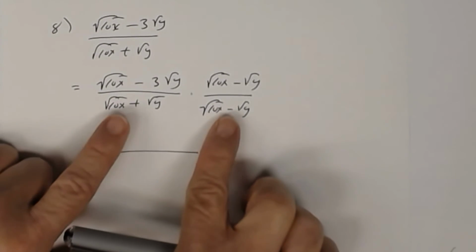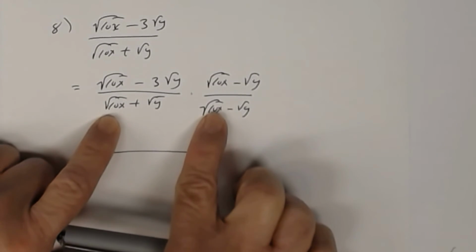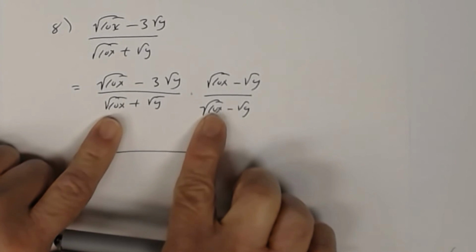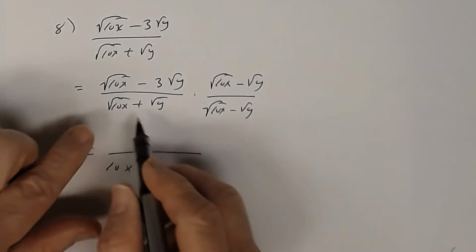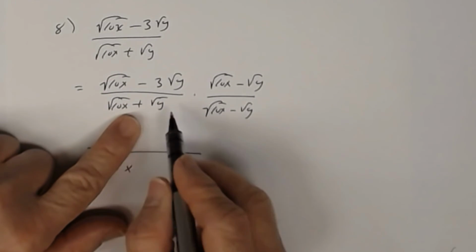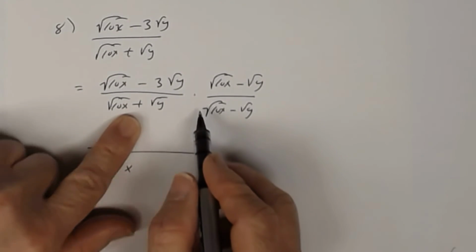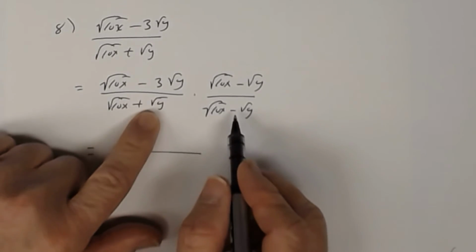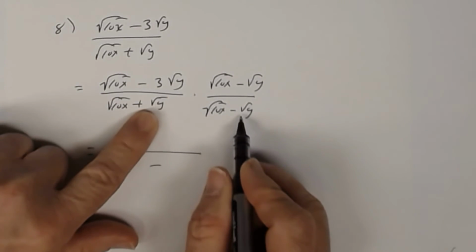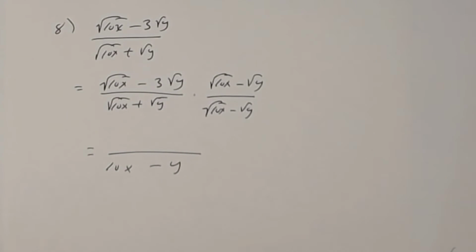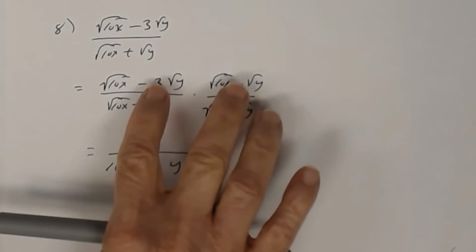So when I multiply these two conjugates, the square root of 10x times the square root of 10x is 10x. The outer and the inner are going to be 0 because those are conjugates. The last, a positive times a negative is a negative, and the square root of y times the square root of y is y. And that's what you're going to get. So notice you no longer have a square root in the denominator, so you rationalized the denominator. Now you have to do some work here, though.